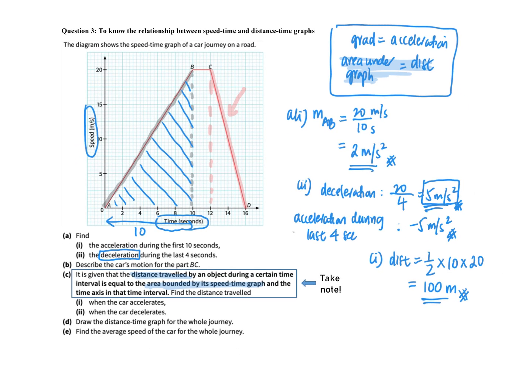Okay, so you just follow what the question wants, and then just find the information accordingly. Second part is the distance for the decelerating part. So go and find this area. So half times base times height, so 40 meters.